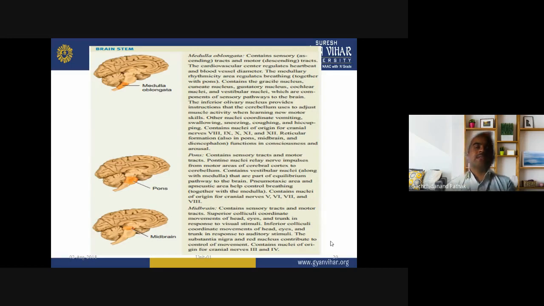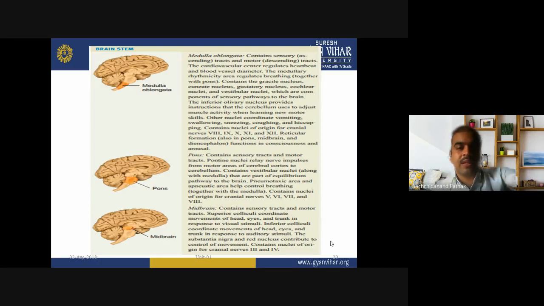Now you can see in this tabulated form, the medulla oblongata is there. The medulla oblongata contains the sensory tract and motor tract. Sensory tract, that will be the ascending tract. Motor tract, that will be the descending tract. So the cardiovascular center regulates the heartbeat and blood vessel diameter. The medullary rhythmicity area regulates the breathing, and it contains the gracile nucleus, cuneate nucleus, gustatory nucleus, and cochlear nucleus. So these are the things in the medulla oblongata.